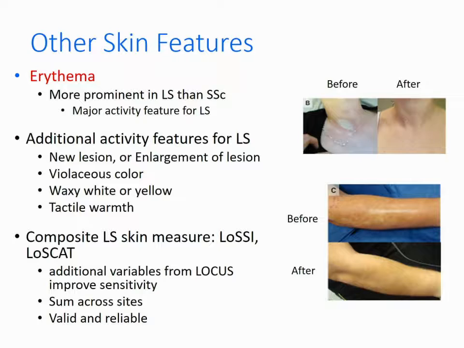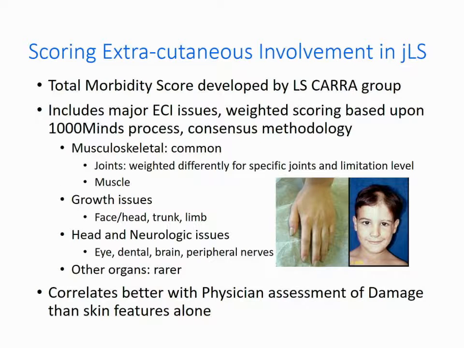Then we have a composite skin measure for localized scleroderma, which is based on the LoSCAT and has additional variables that we identified in a prospective study from LOCUS, which improve the sensitivity, and that's summed across sites. We found that this is valid and reliable, meaning that physicians can consistently score it with training.